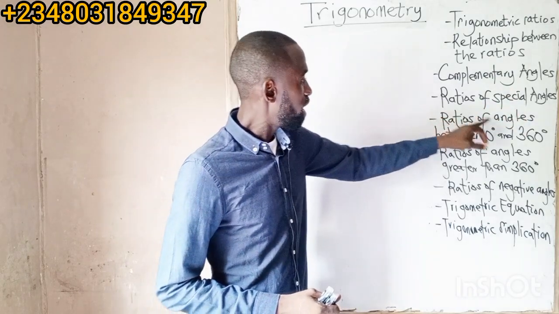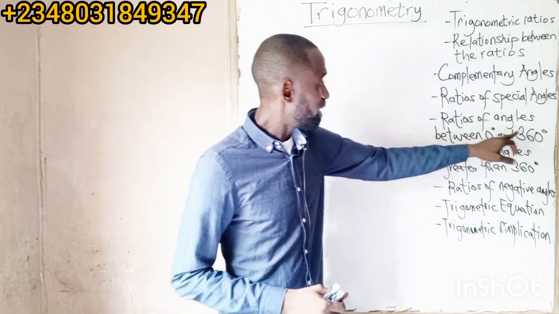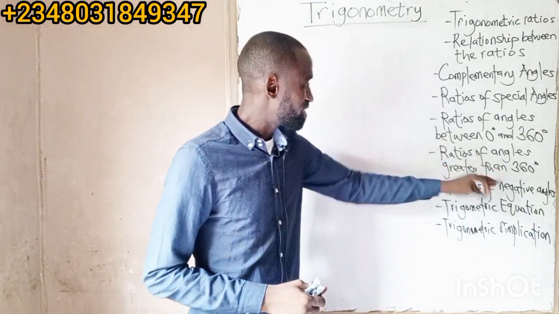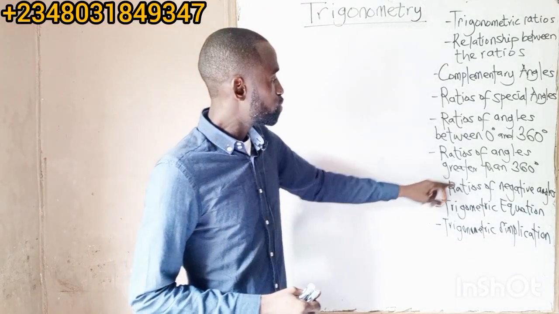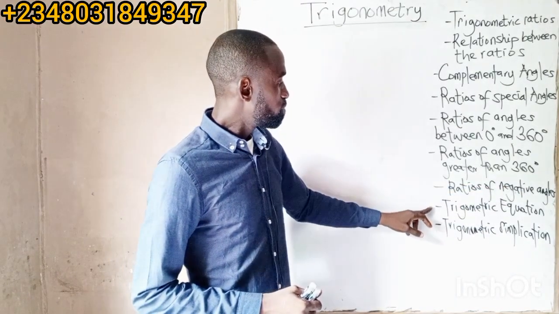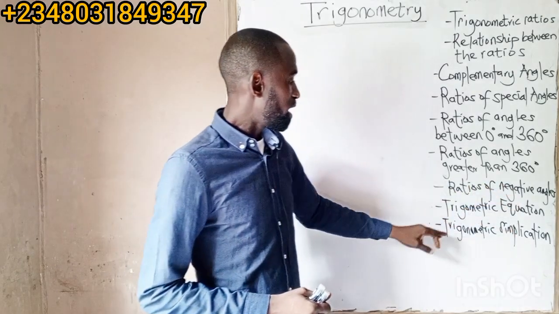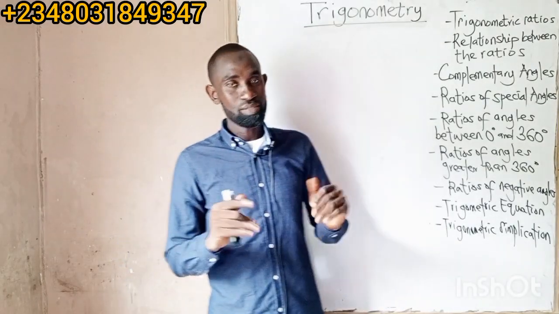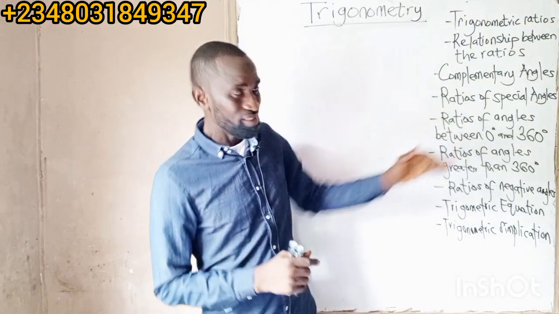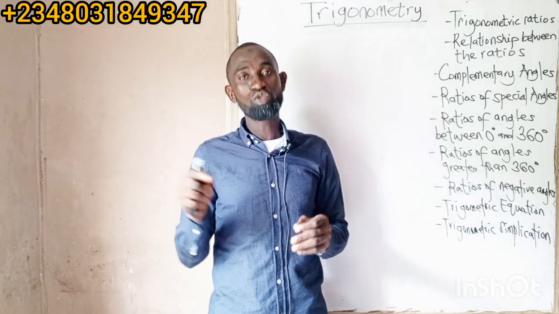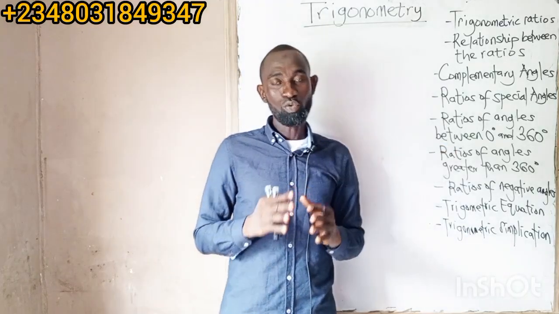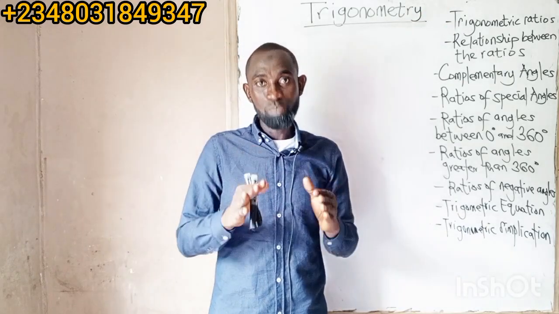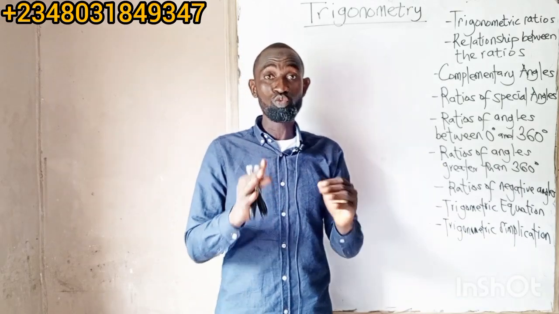Fifth one is ratios of angles between 0 degrees and 360 degrees. The next one is ratios of angles greater than 360 degrees. The next one is ratios of negative angles, trigonometric equations, and trigonometric simplification. So this video is going to be in two parts. We'll cover some parts in this video now, and in the next video we are going to cover the remaining part. So I implore you to watch the video from the beginning to the end. Don't skip any part because this video is going to be loaded.